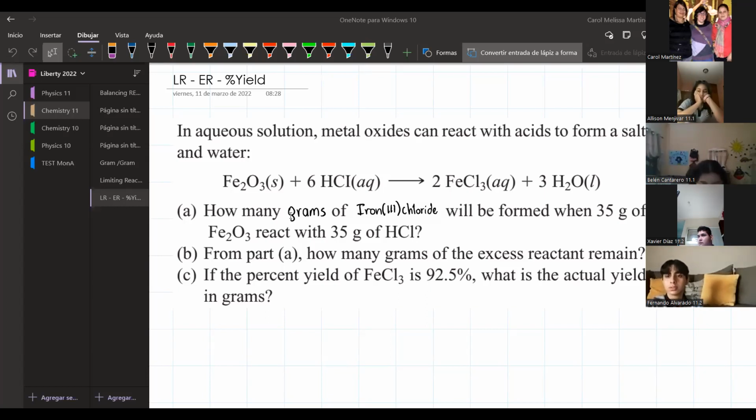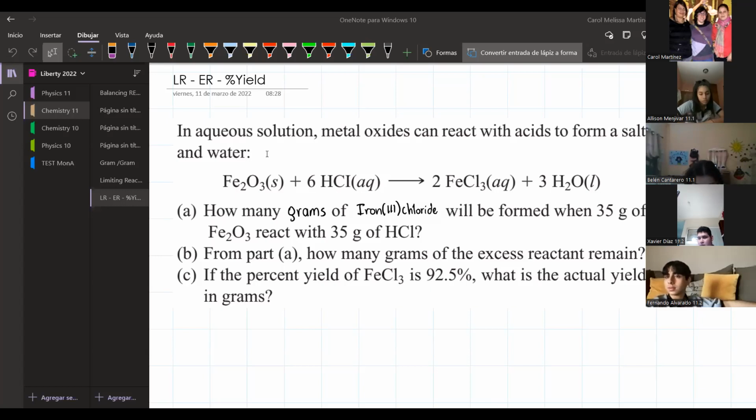And here, they're giving me the percent yield and they're asking me about the actual yield in grams. So this is a very nice exercise, and we're going to be working with that. Okay, so let's begin with the exercise. It is a reaction that is already balanced. Nice, okay? So we're going to start from there because it's already balanced.